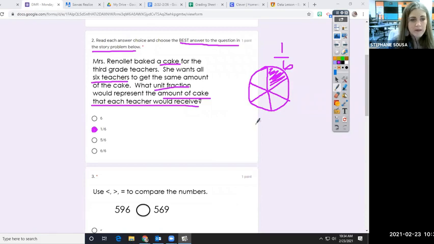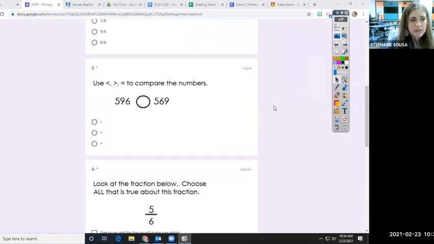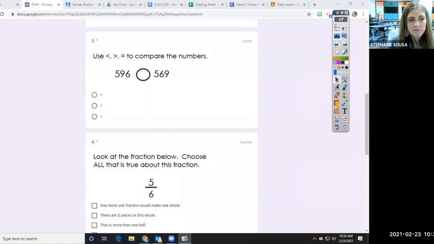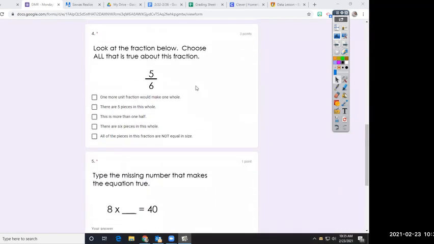All right. Let's take a look at problem number 2. It says use the comparison symbols to compare the numbers. 500, 500. 9 tens, 6 tens. 9 tens is greater than 6 tens. So this reads 596 is greater than 569. Questions? We did pretty well on that one. I don't think there would be a lot. Let's take a look at our next one.